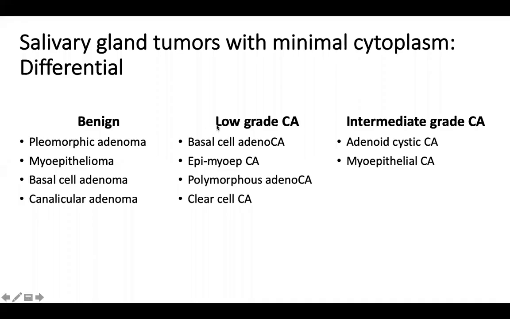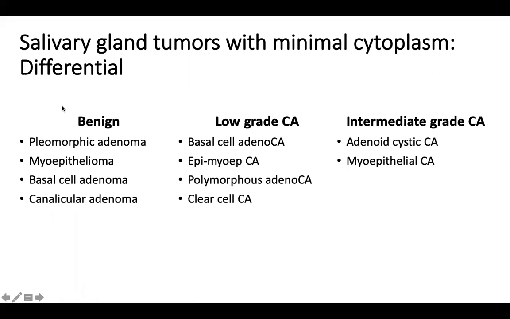All right, so we're going to first talk about tumors with minimal cytoplasm. These are tumors that sometimes people refer to as basaloid. These are all tumors that can have a bluish appearance because of their relatively high NC ratios. So this is the differential that I consider for these lesions.